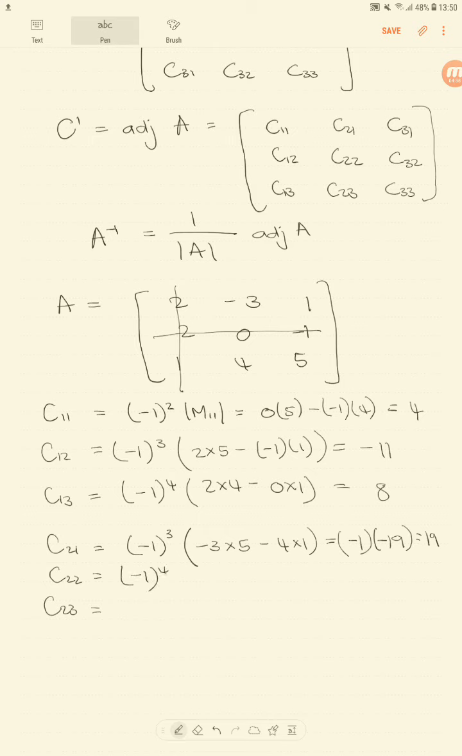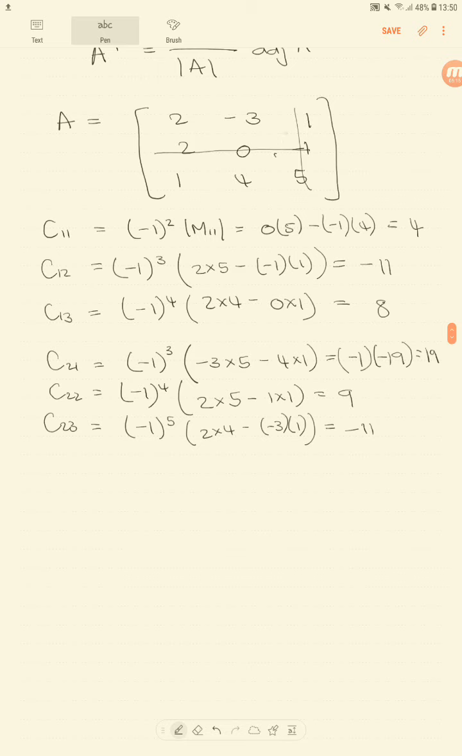C22 is -1 to the power of 4 times, deleting row 2 and column 2, which is 2 times 5 minus 1 times 1, which is equal to 9. C23 is -1 to the power of 5 times, deleting row 2 and column 3, 2 times 4 minus 3 times 1. This is equal to minus 11.